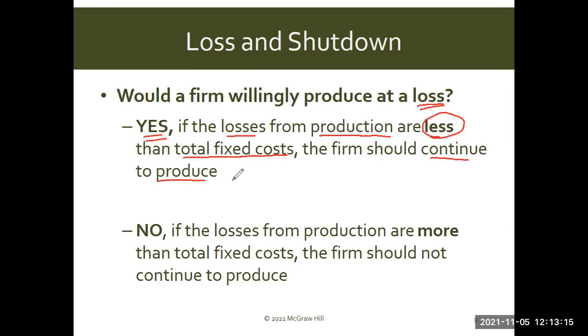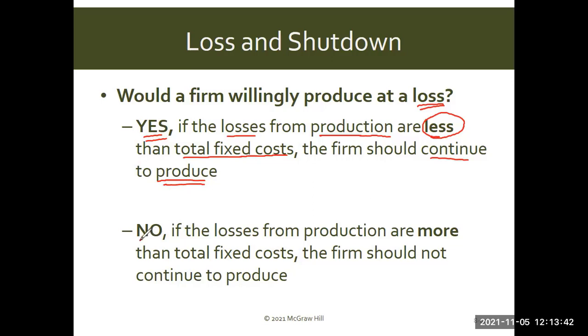So what that means is if they were to shut down, then they have to pay all their total fixed costs. That's a big loss. Remember, they still stay in business. They just shut down, so they've got to pay their rent and insurance. That's a big loss. So they can produce and sell product. And if they're selling the product and it's helping to pay for some of those fixed costs, then they'll continue to produce, even though they're making a loss.